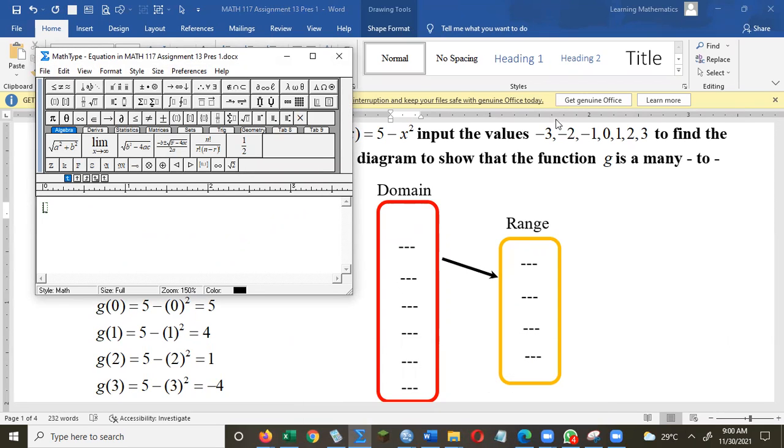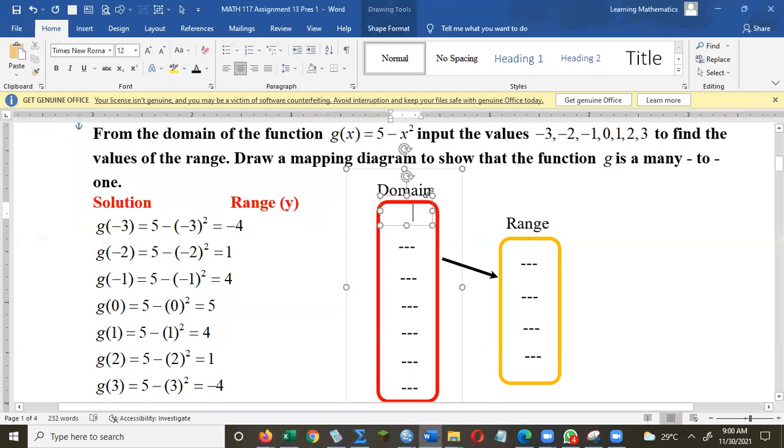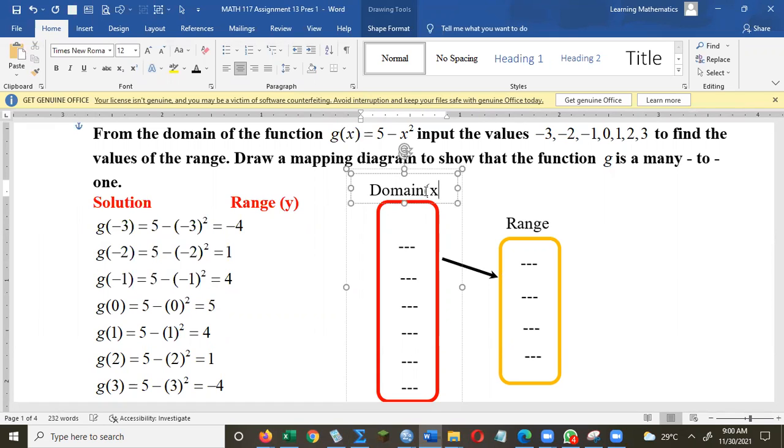-3, exactly. So these are the domain. The X values are the domain: -3, -2, -1, 0, 1, 2, 3. I repeat, the input values are the domain. The input values are the X values, and the X values are the domain. Always associate the word domain with X.